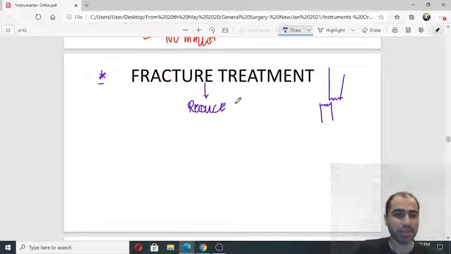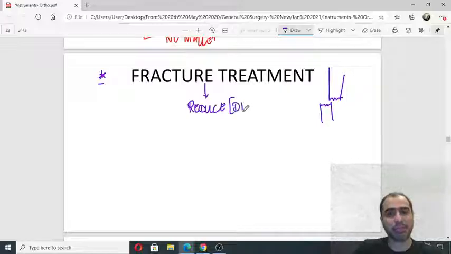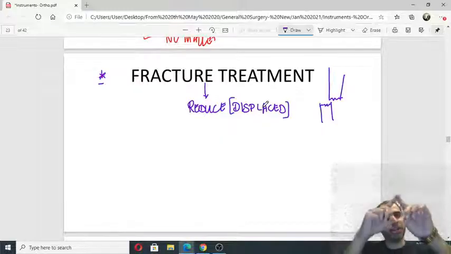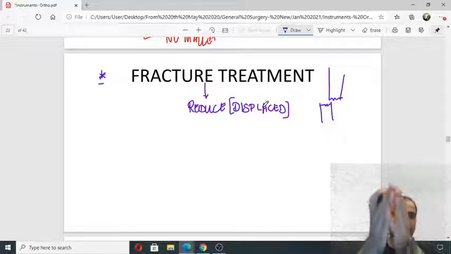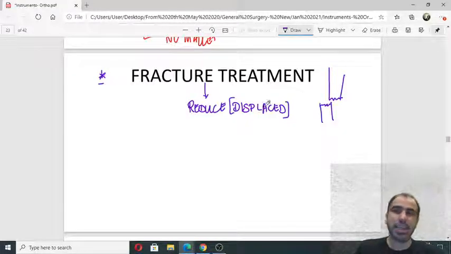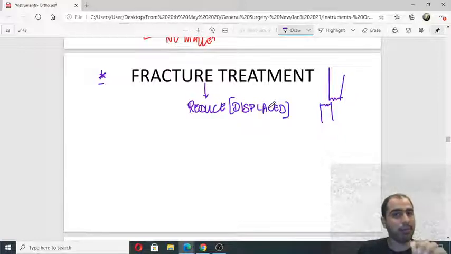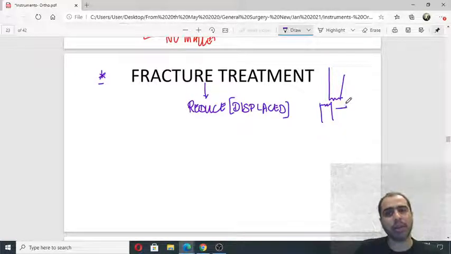So first things first, you will reduce only those fractures which are displaced. There is a reason I am telling you this. Because if you read books like Maheshwari, they give you treatment differently, displaced and undisplaced. Okay, you have to understand why he splits into displaced and undisplaced. If it's undisplaced, you are obviously not going to do anything. First thing, reduce. Reduce means realign.